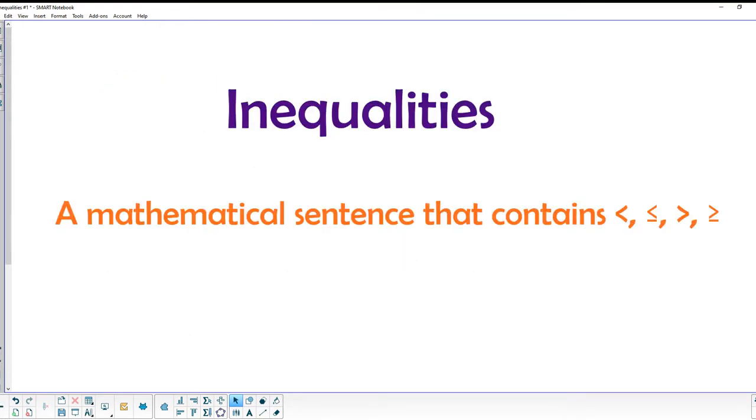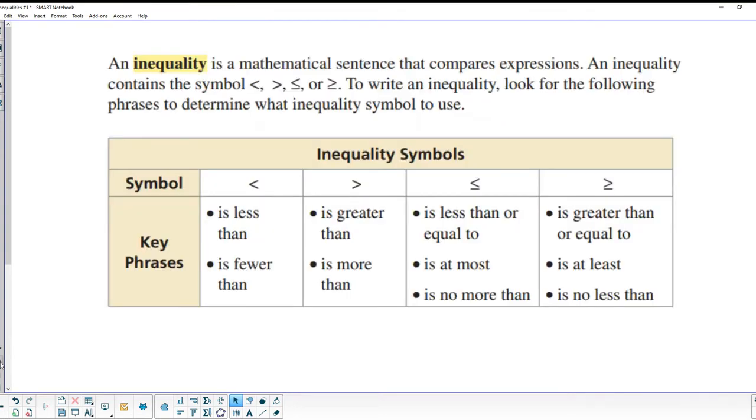So as we talk about inequalities, an inequality is a mathematical sentence that contains these symbols. So what do we mean by those symbols? Well, this arrow pointing to the left is called the less than symbol. Other words that can be used in a sentence to describe that are fewer than, something like that. This symbol is the greater than symbol, meaning that the number on the left is greater than the number on the right of it. Another way to describe a greater than situation is, well, this particular number is more than or larger than.